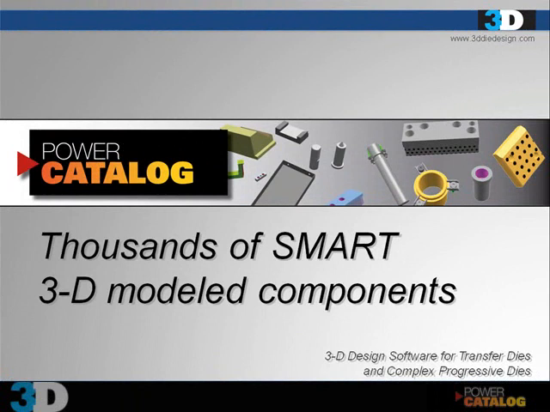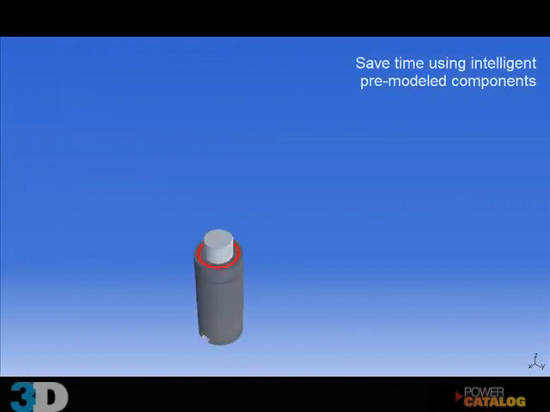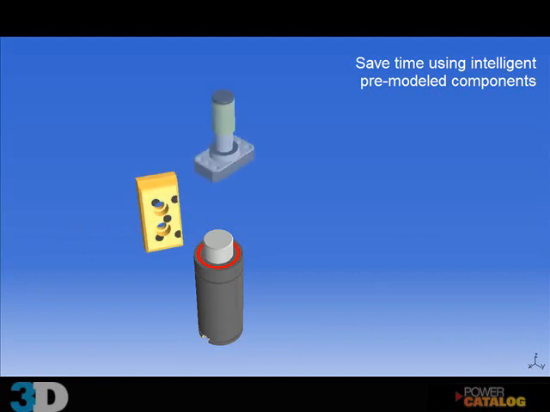Power Catalog gives designers the tools they need to design efficient, error-free dies. By utilizing thousands of pre-modeled intelligent components, your design team can complete projects in days rather than weeks or months. Don't draw the same components over and over again, or waste time searching through old designs. And why download simple solids from the web that are difficult to implement? The Power Catalog makes those tasks a thing of the past.